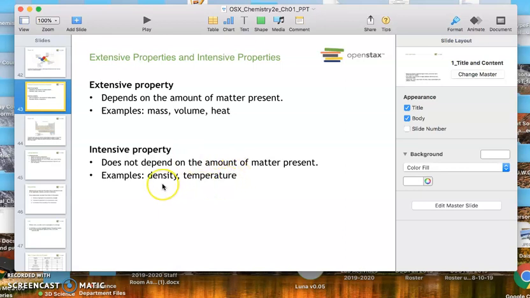So for example, density. The density of water is 1 gram per milliliter. And that's going to be true no matter if I use 500 milliliters of water to determine the density of water, or if I use a liter of water. That number is going to be the same no matter how much I use, and that's because density is an intensive property. Okay. Temperature also is an intensive property. So it doesn't matter how much of the substance, it's always going to be a constant value.